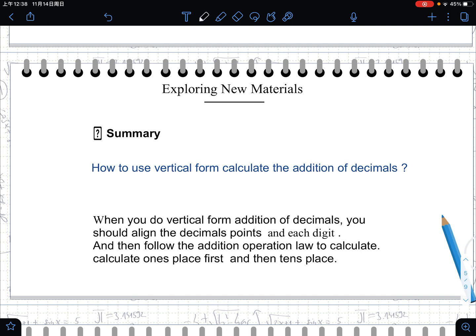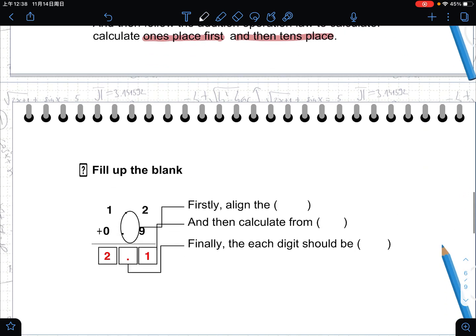In this part, I'm going to summarize the key points of using vertical form to calculate the addition of the decimals, and I will highlight the key points. When you do vertical form addition of decimals, you should align the decimal points and each digit, and then follow the addition operation law to calculate. You need to calculate the ones place first and then the tens place.